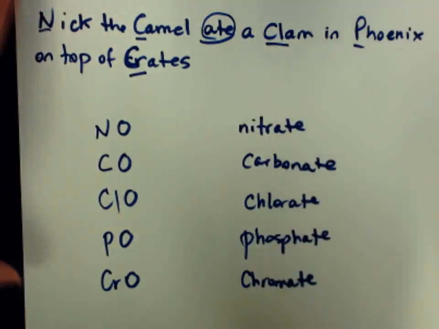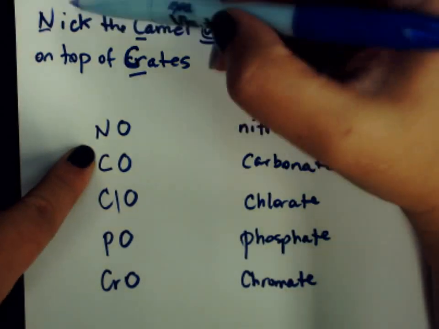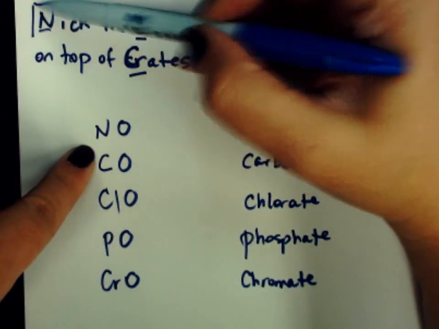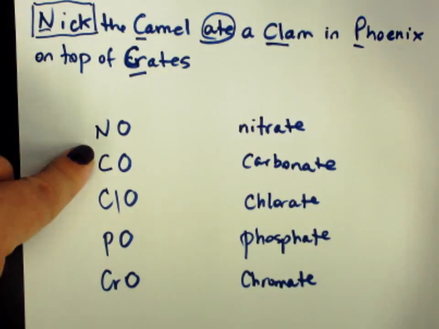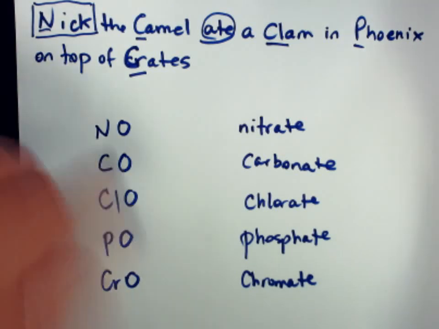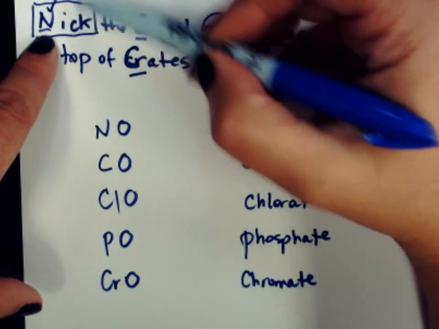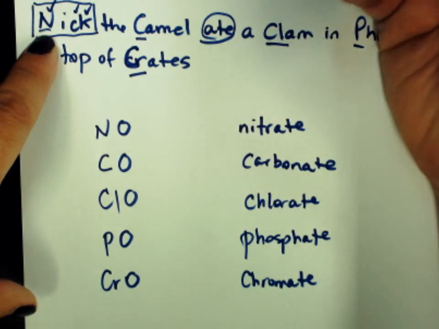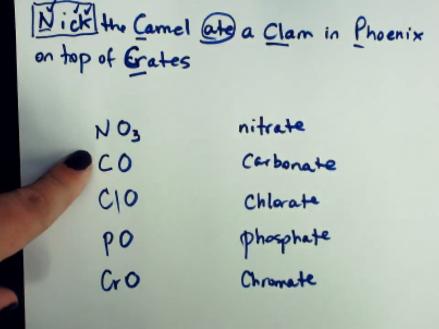All right. Well, how do we come up with the formula for nitrate? In order to do that, you look at the word Nick. What you're going to do is count up the number of consonants and the number of vowels. Remember, vowels are A, E, I, O, and U. Consonants is everything that's not a vowel, right? If you count up the number of consonants in the word Nick, you see that there are 1, 2, 3 consonants. That's the subscript on the oxygen in nitrate.